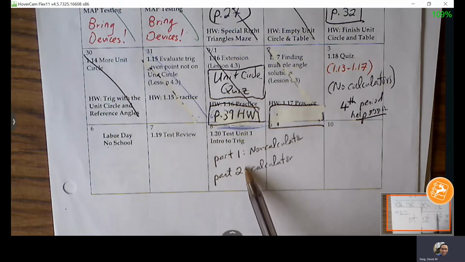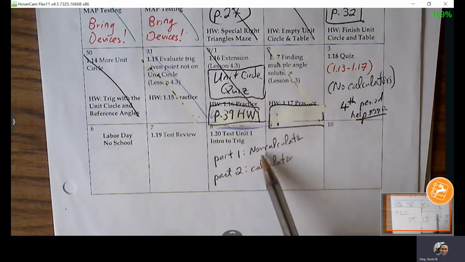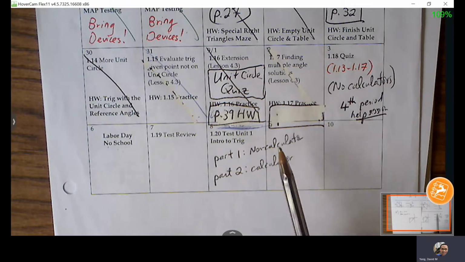And then on the test on Wednesday, the first part will be non-calculator. You'll finish that part, turn that in, and once you turn that in, I'll give you the calculator portion, and you can bring out your calculator for that. Okay. Any questions with the calendar?